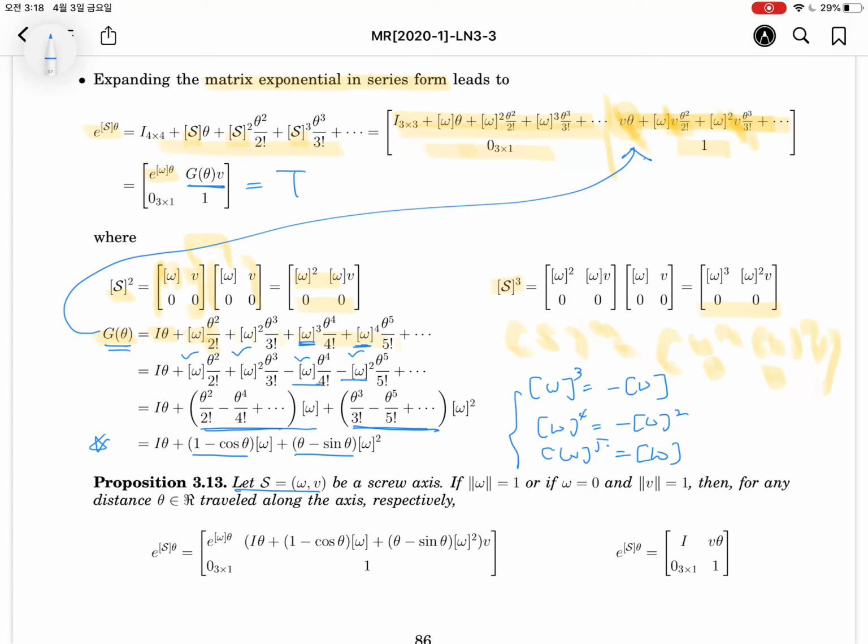Okay, for a given screw axis omega and v, either unit omega or unit v should be satisfied for it to be a screw axis. For any distance traveled along the axis, in the case of rotational motion, we can get the homogeneous transformation. On the other hand, if omega is 0 and the unit magnitude of v is applied, then we have this translational motion.